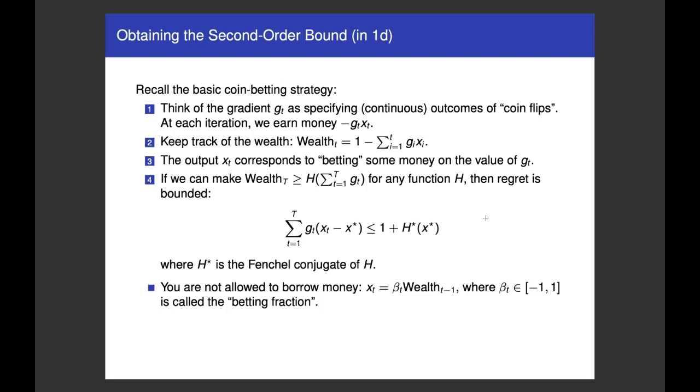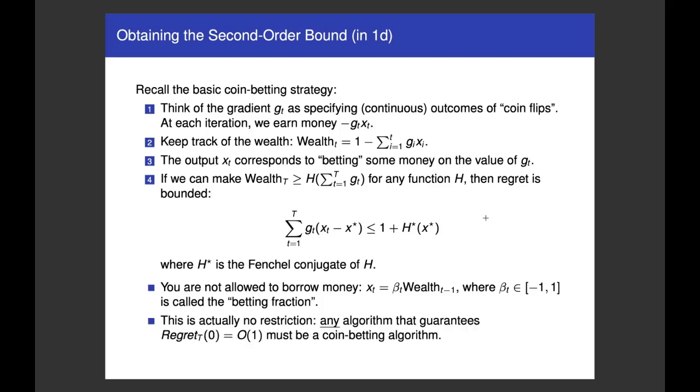So there's one restriction here, which is that we're not allowed to borrow money. So you're never allowed to bet more money than you have in your pocket, which means mathematically that x_t is beta times wealth, where beta in minus 1 to 1 is called the betting fraction, because it's the fraction of money that you bet.